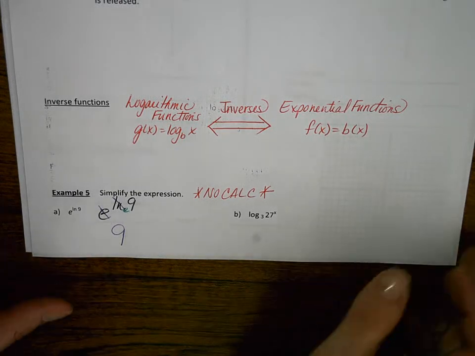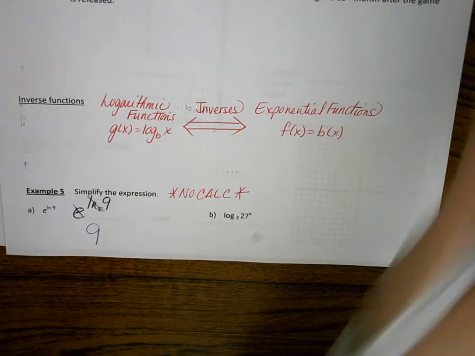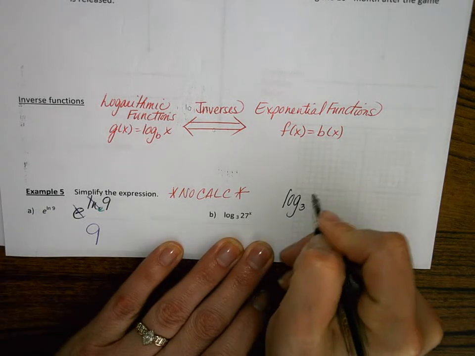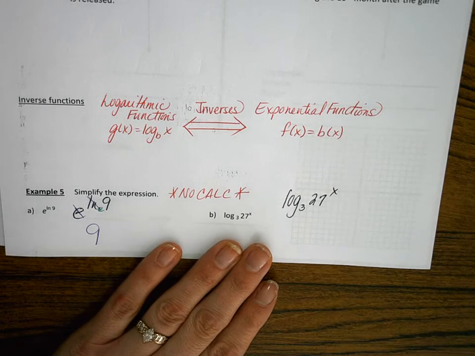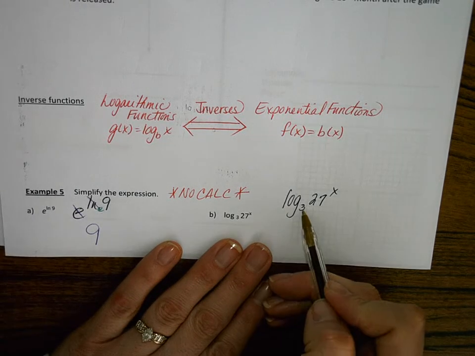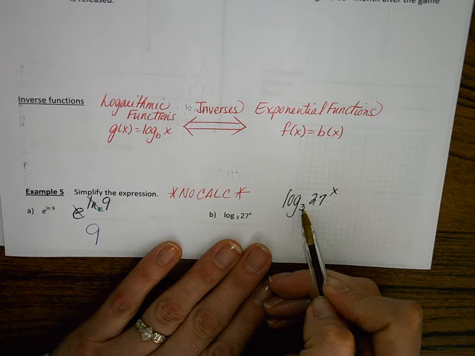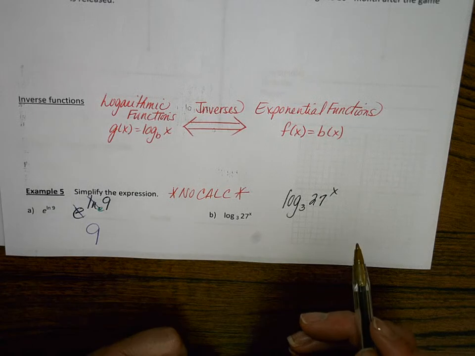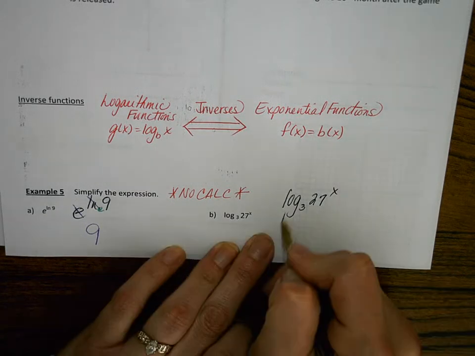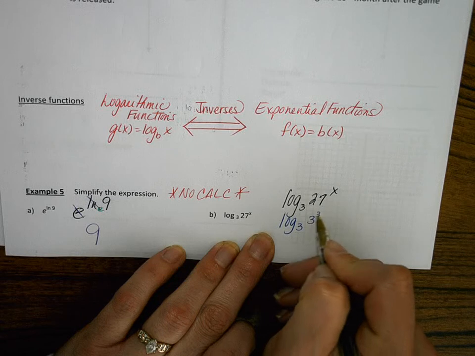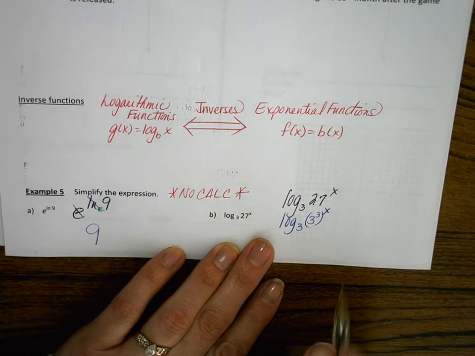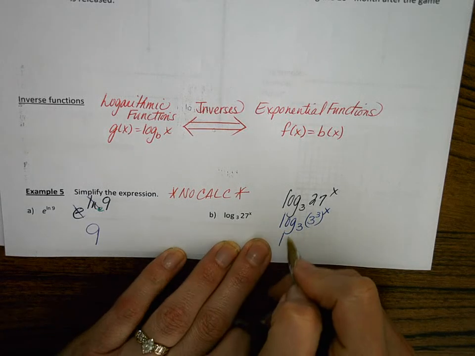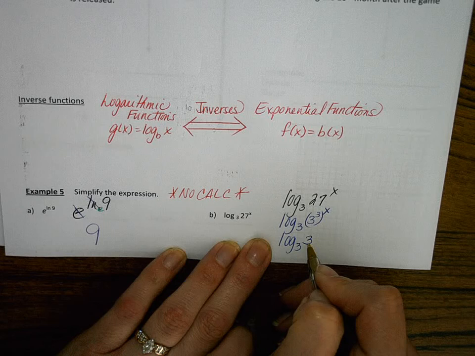So, let's take a look at b then. Log base 3 of 27 to the x. Now, what is the base of my logarithm? 3. What's the base of my exponent? 27. Do they match? No. All right, what's 27? 3 cubed. He's special. So I can say, well, this is log base 3 of 3 cubed to the x. Now, what would I do with those exponents? Multiply. So log base 3 of 3 to the 3x power.